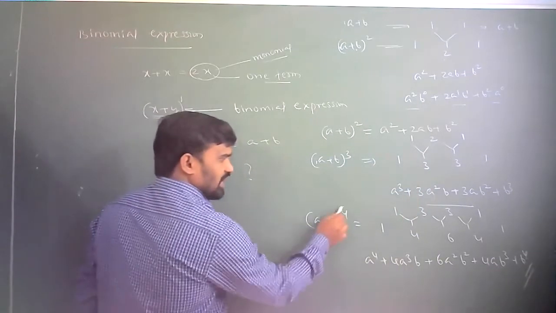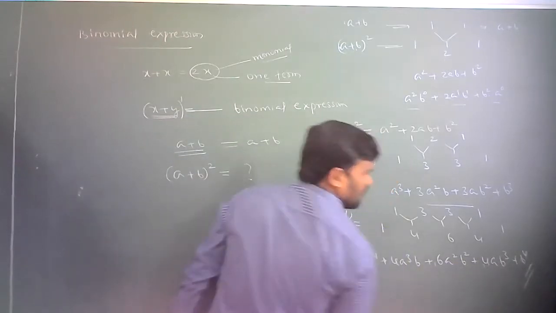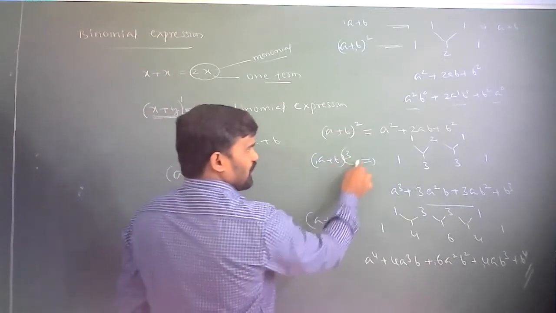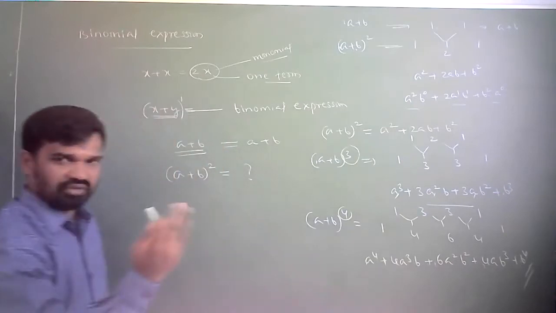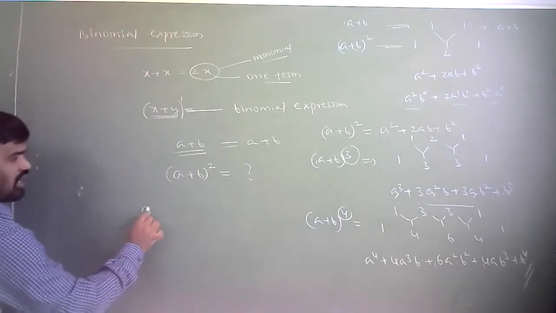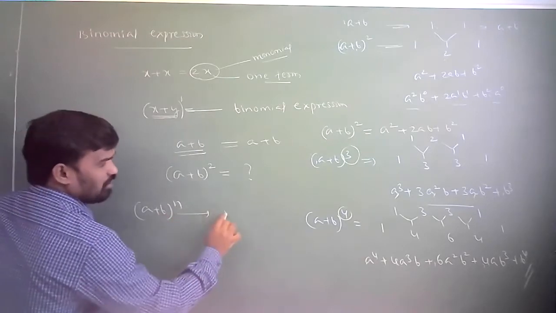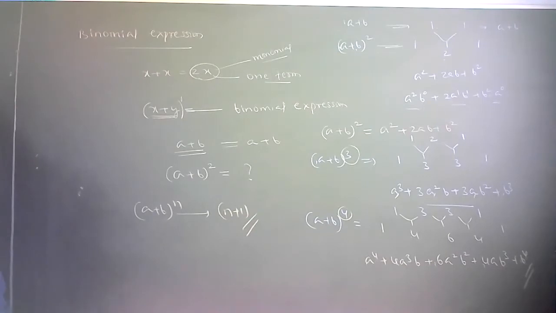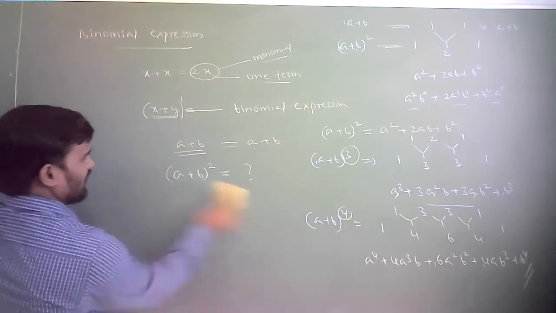But you count: here the exponent is 4, and the expansion contains 1, 2, 3, 4, 5 terms. Here the exponent is 3, and the expansion contains 4 terms. It means a plus b whole power n contains how many terms? n plus 1 terms. So this is the basic information about the expansion of the binomial theorem.